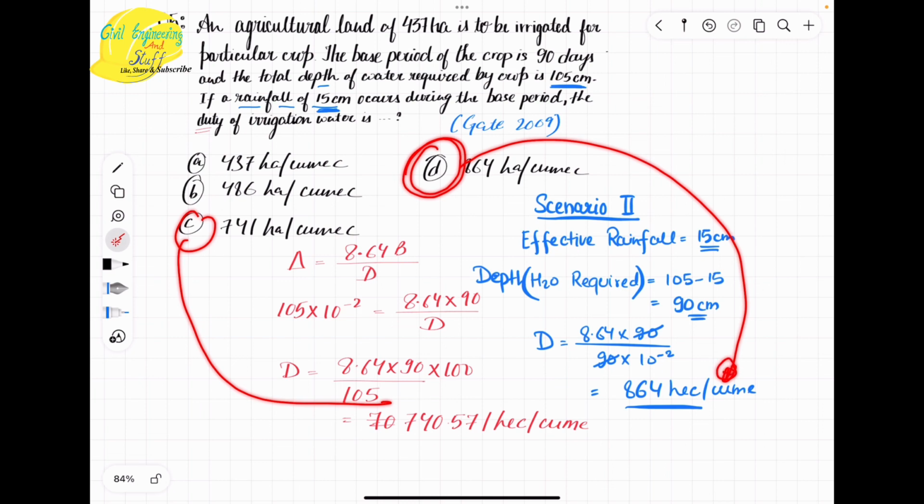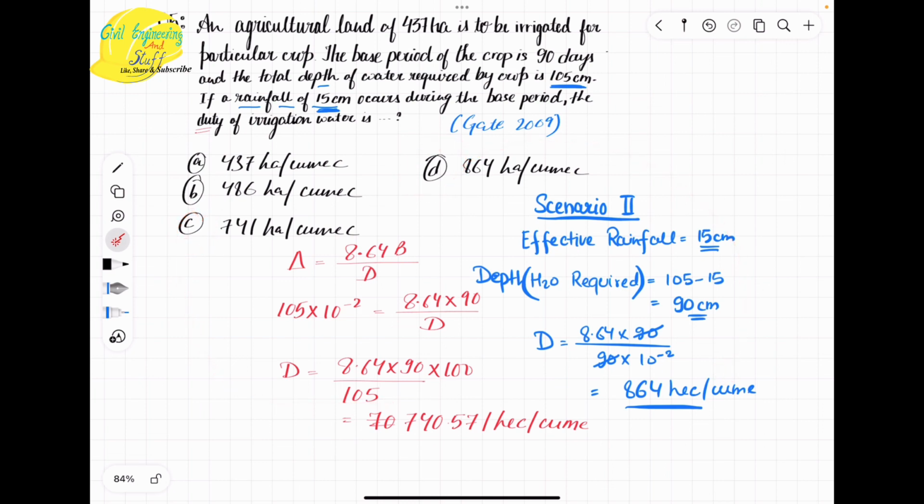Okay, so in this case, if in your exam you are not getting the answer out of the given options, right? I'm talking about when we are given the options, then do try some different techniques also. Because we are not getting the exact answer by considering this scenario one, by neglecting this part. However, if we consider this as an effective rainfall, we are getting the exact answer.